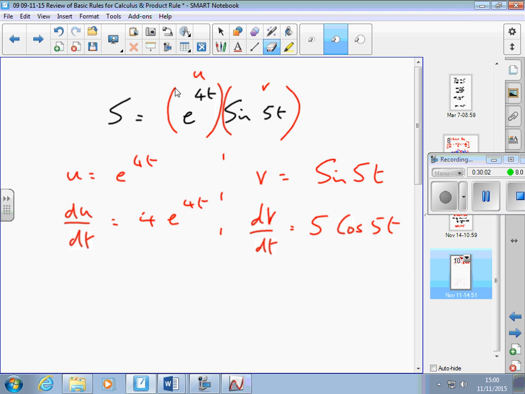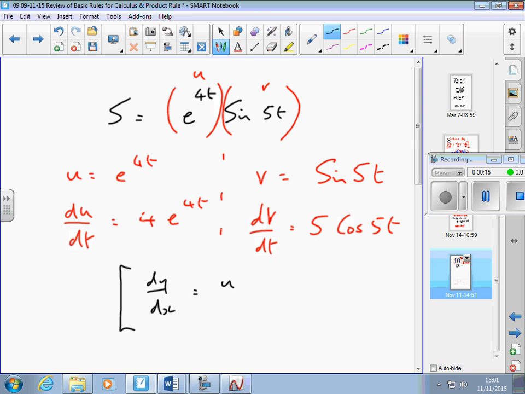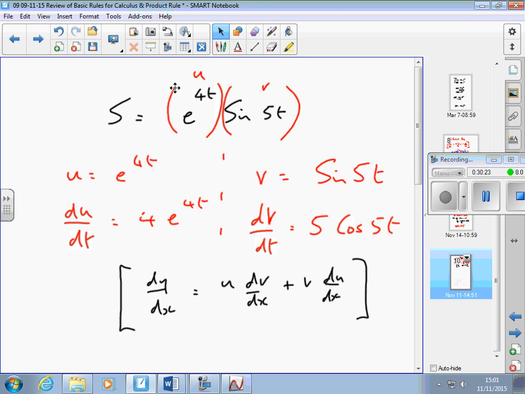Now I write down the rule I'm going to apply, which is the product rule. Just write down dy by dx, don't bother with S by dt, just write down the rule: u dv by dx plus v du by dx. That's the product rule. The first bit times the differential of the second plus the second bit times the differential of the first.